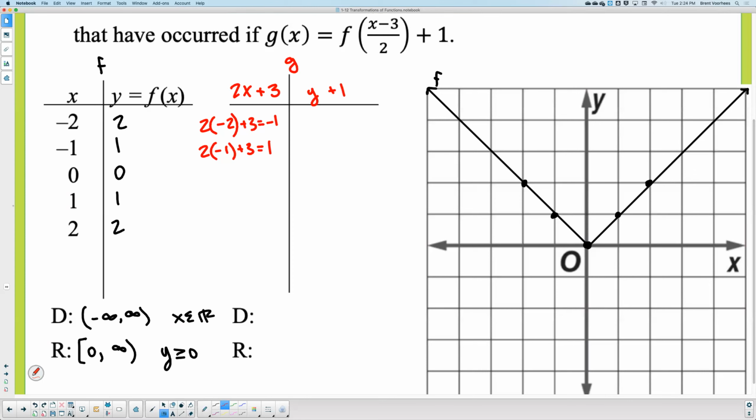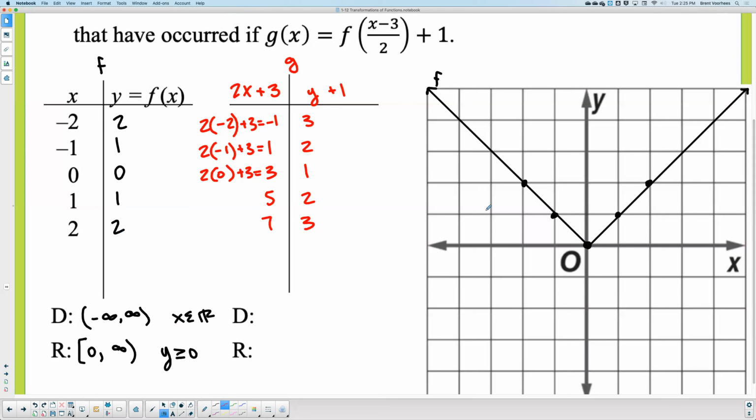1. What about 2 times 0? 0 plus 3. 2 times 1. 2, add 3. And then 2 times 2. Add 3. So those are our x's. Let's find our y's. We just need to add 1. So instead of a 2, it becomes 3. Instead of a 1, instead of a 0, instead of 1, instead of a 2, 3.